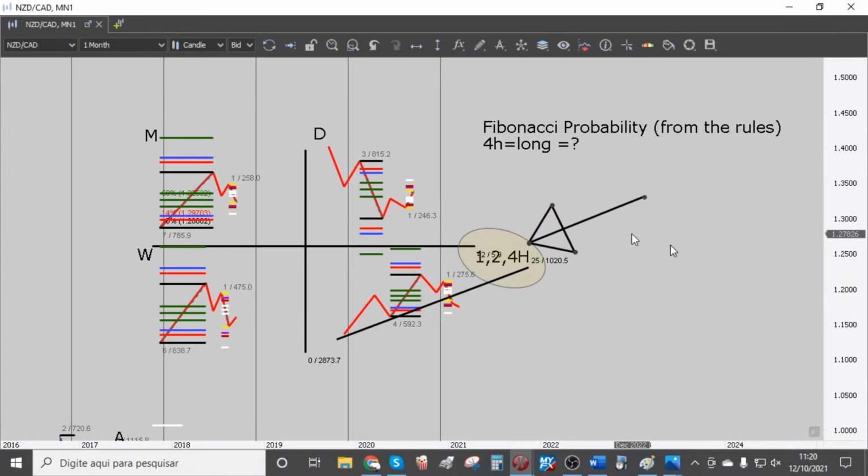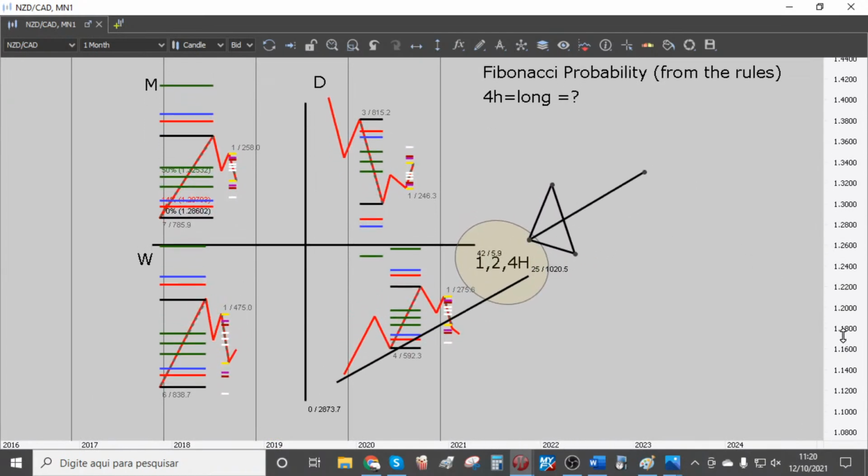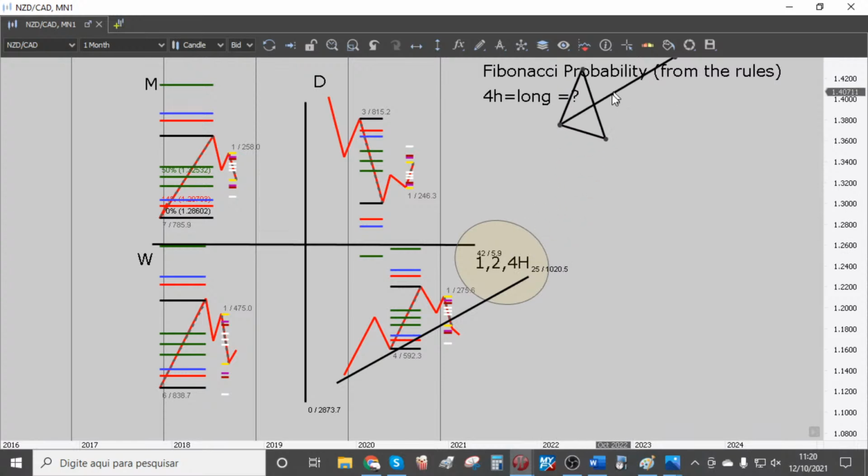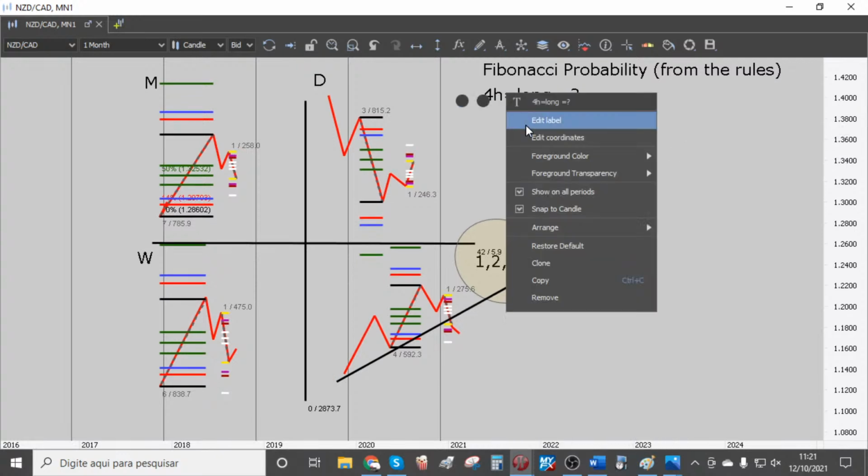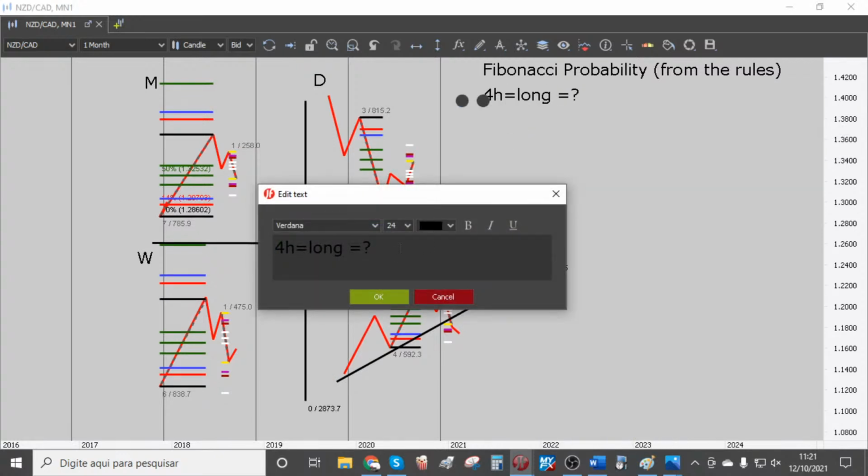So going long on the 4-hour chart, is this an 85% rate or is this a 50% rate? Not just Lucas, everybody. 50, exactly, very good. It's a 50% rate. So edit label, it's a 50% probability.